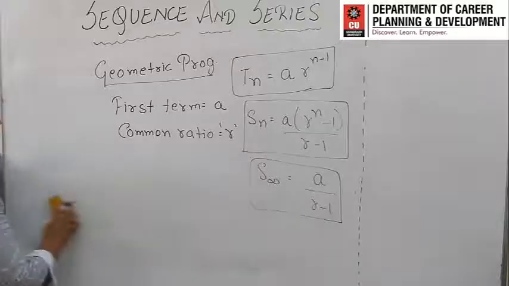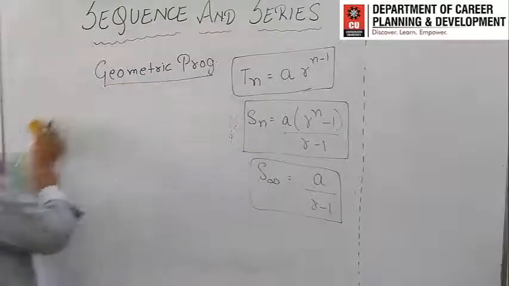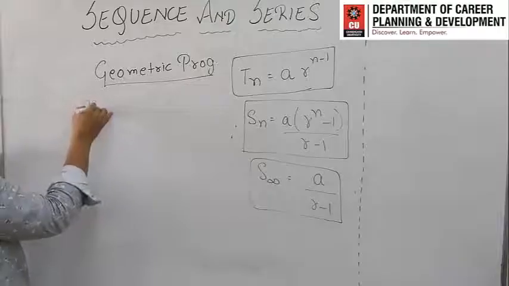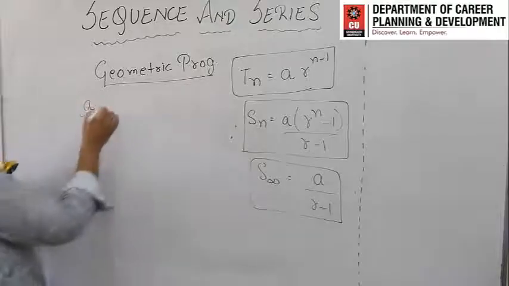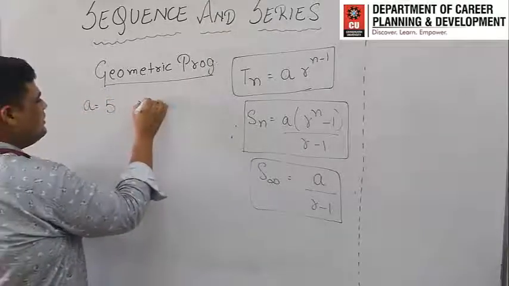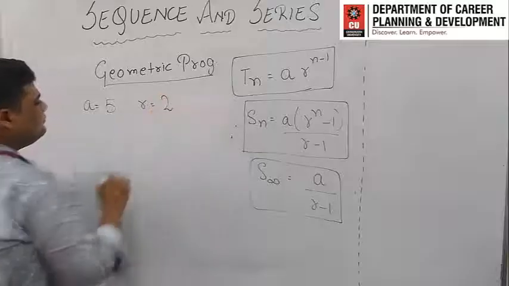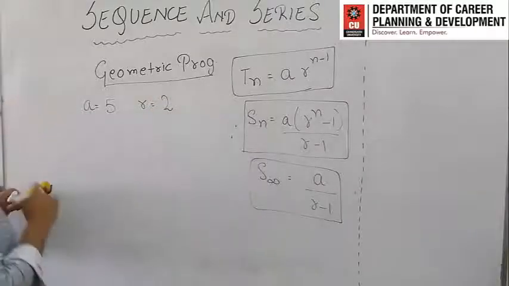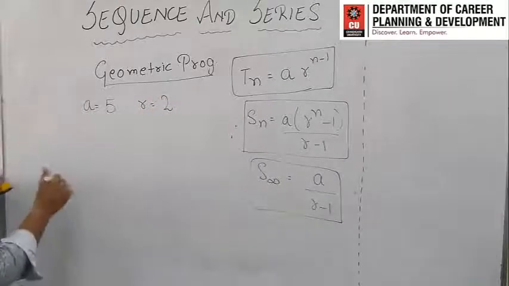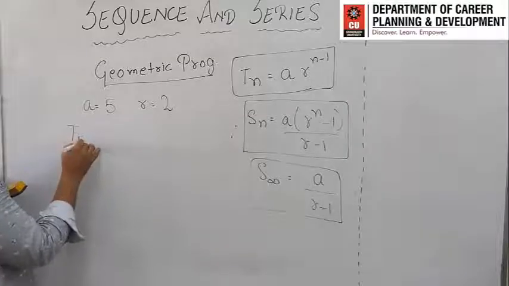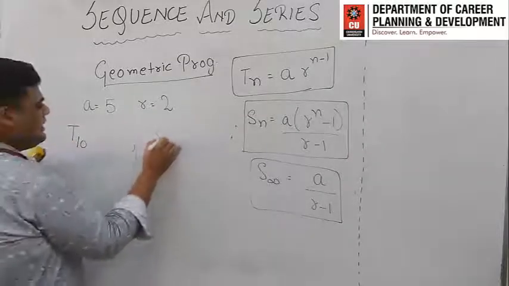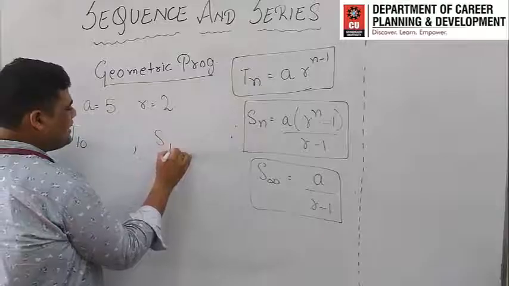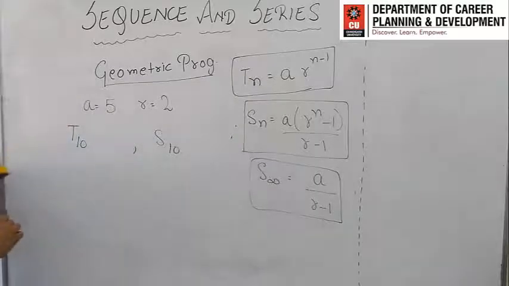Now let us move with an example. If the value of A given to us is 5 and the value of R given to us is 2, then you have to find the 10th term and find the sum of first 10 terms.